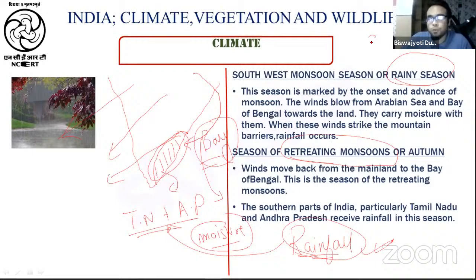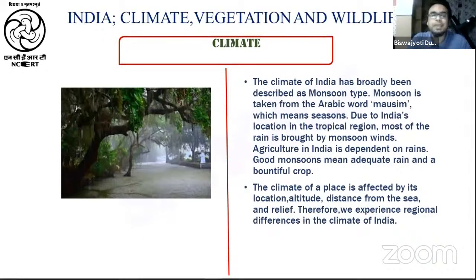So this point that I have mentioned is important from your exam perspective, right? So these are the four main seasons that we see. So overall, if I have to give you a summary about the topic of climate, the climate of India has been broadly described as your monsoon type. Monsoons are nothing but your winds, right? And the term monsoon is taken from the Arabic word mausim, and the term mausim itself means seasons, fine? And due to India's location in the tropical region, most of the rain is brought by your monsoon winds, like we have already seen, right?